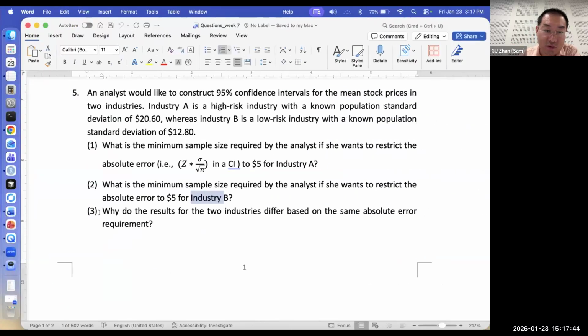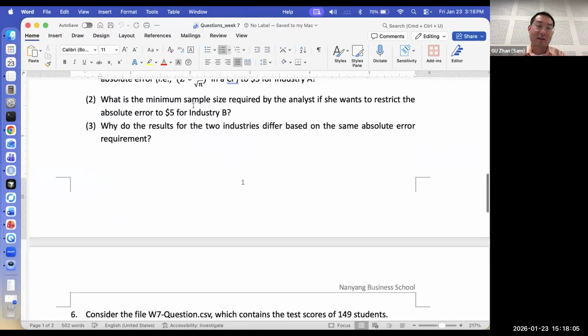Okay, so that's question 5. Because industry A is high risk, with more volatility and more uncertainty, it naturally has more uncertainty, so to restrict the error to be smaller, when the population varies a lot, then you need more sample size. That's quite natural.